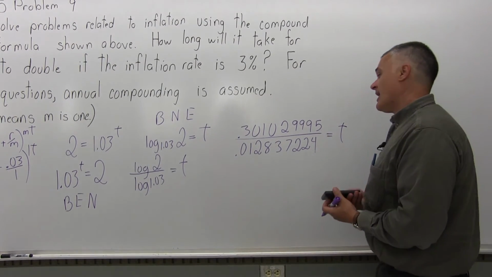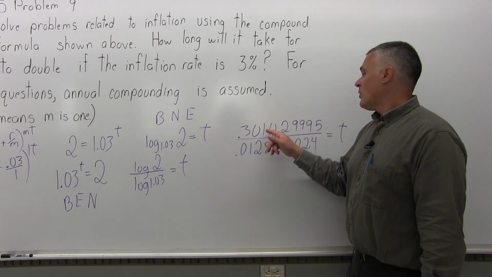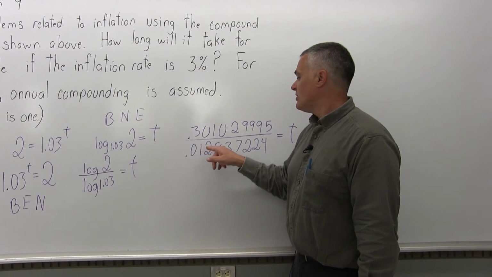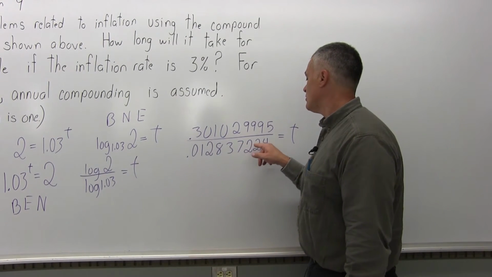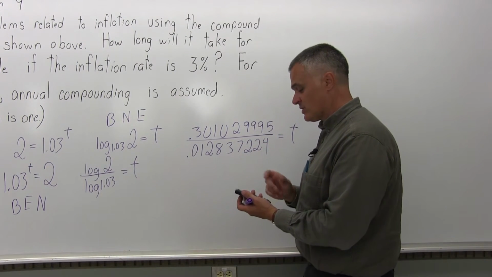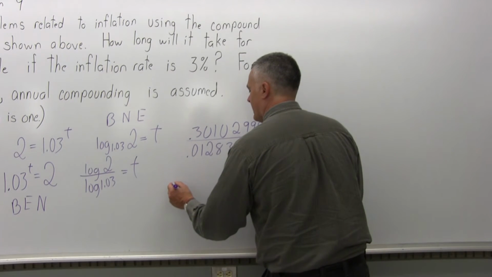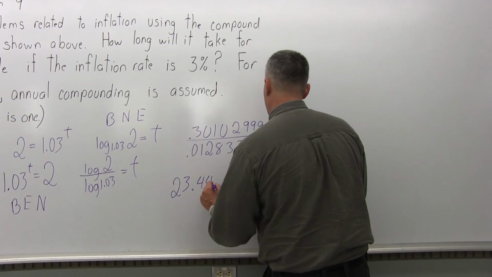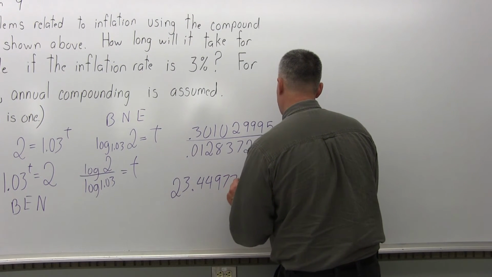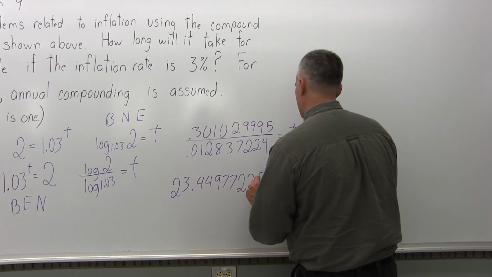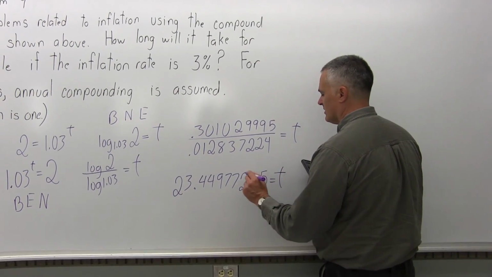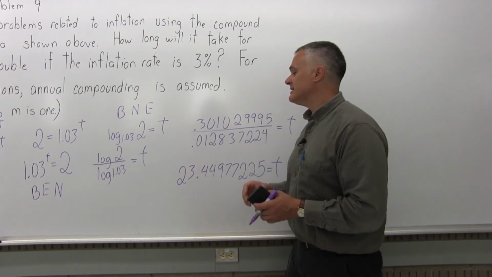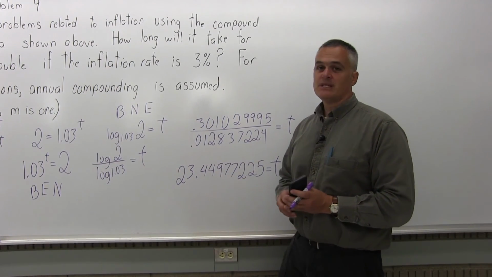So I have to divide 0.301029995 divided by 0.012837224. And that's what t will be equal to. So when I do that division, I get 23.449772225, and that's what t equals. So it'll take almost 23.5 years for prices to double if the inflation rate stays at 3%.